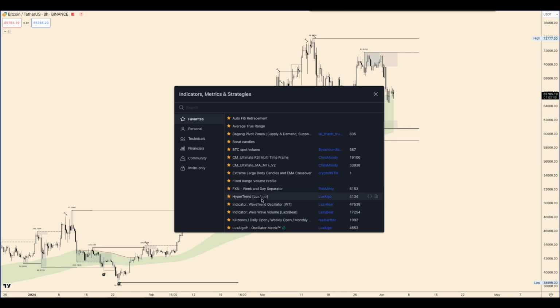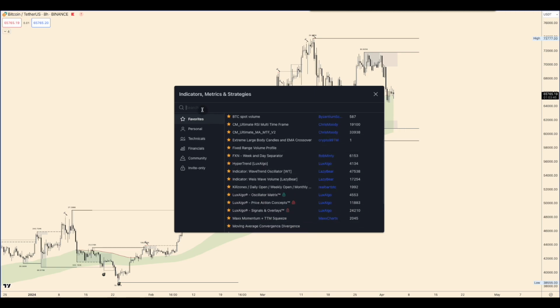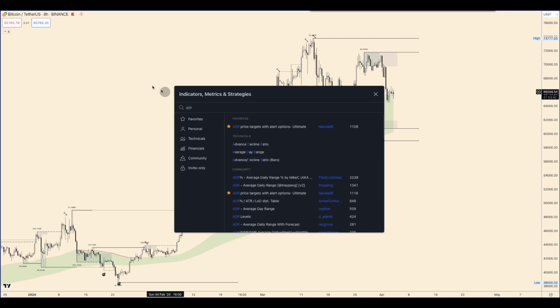I think it's really good. It's not exactly how I want it, but I still think it's a good one. Let me see if I can find it. The ADR, this one. All right, so this is a very good indicator, but I often keep forgetting it.